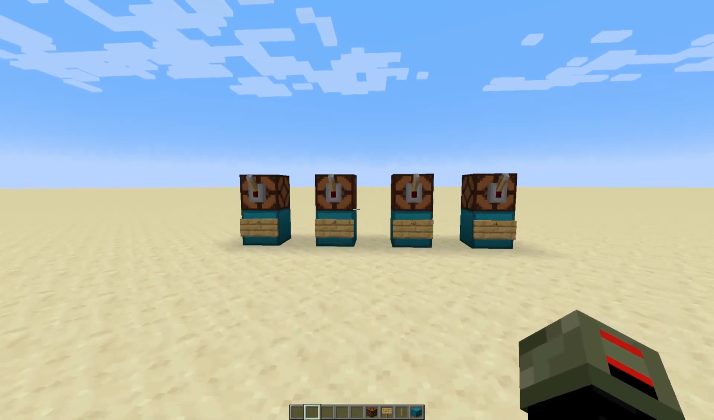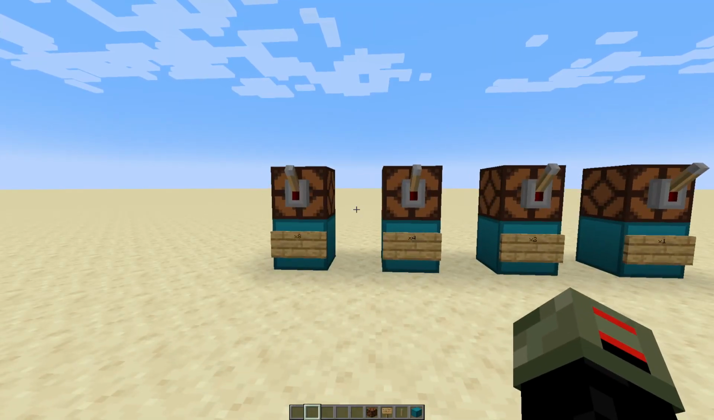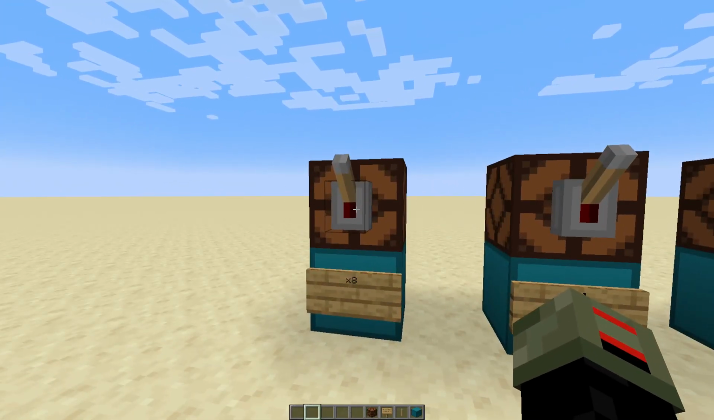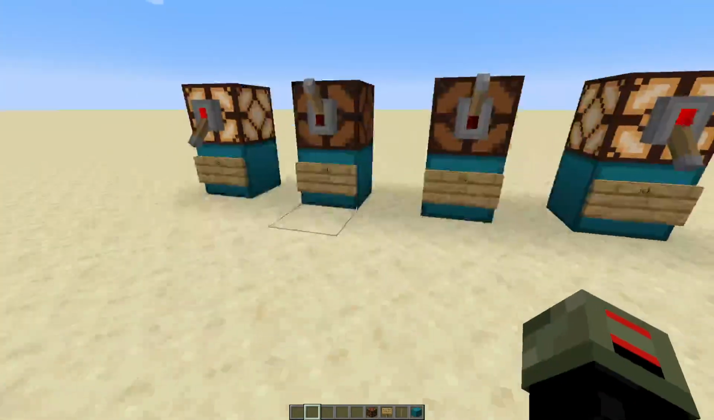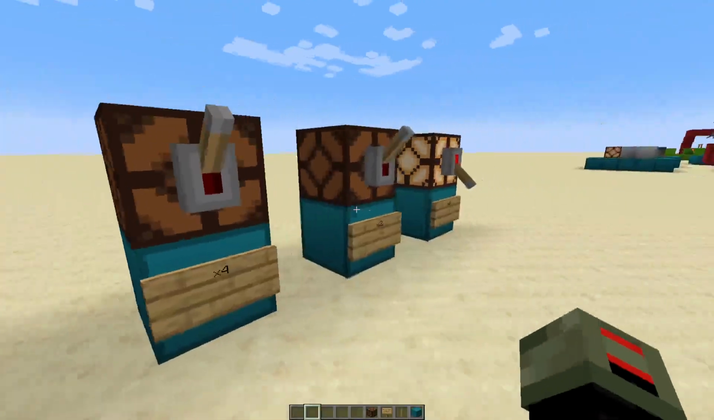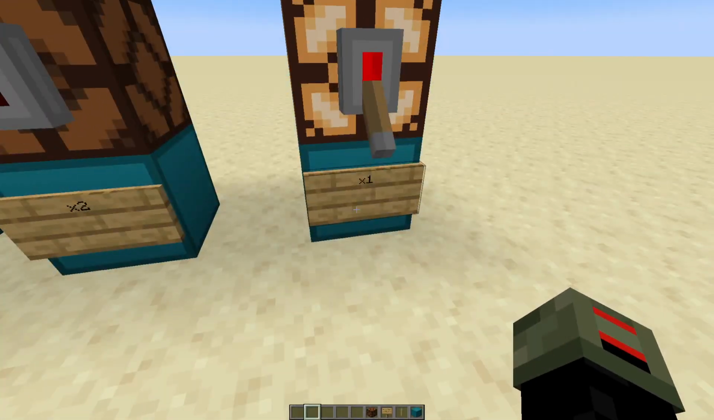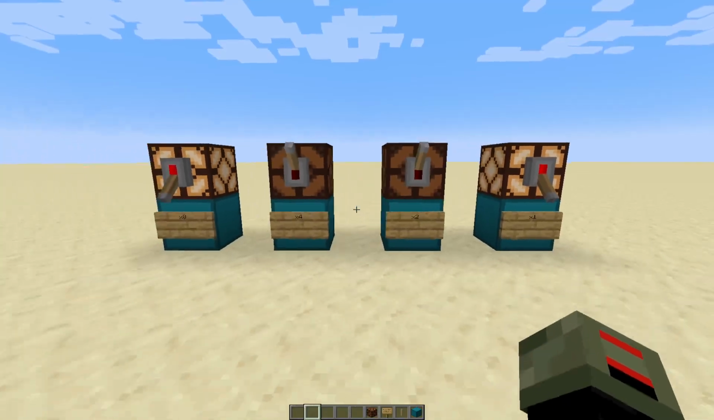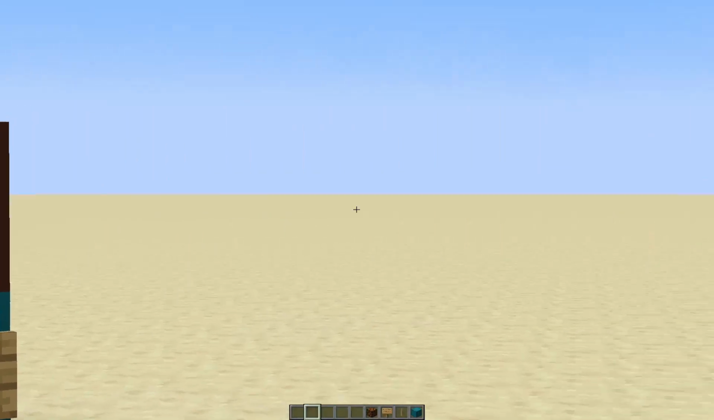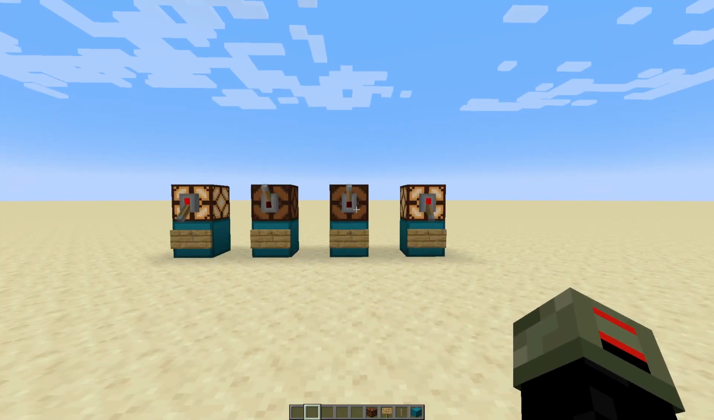So, in this example of 1001, we would do, that would be this, okay? And you see, okay, so we have this is on times 8 is 8, and this is on times 1 is 1, so 9, which is correct. 1001 is 9 in binary.